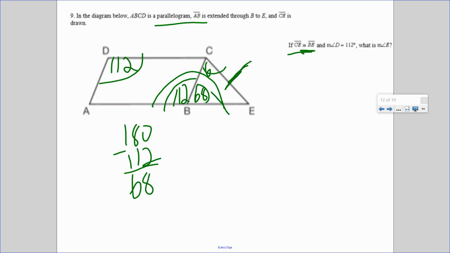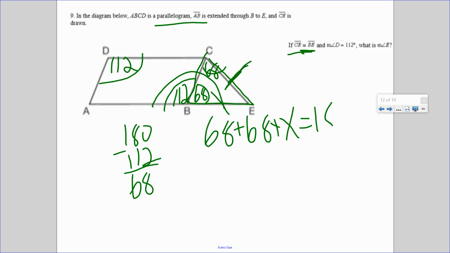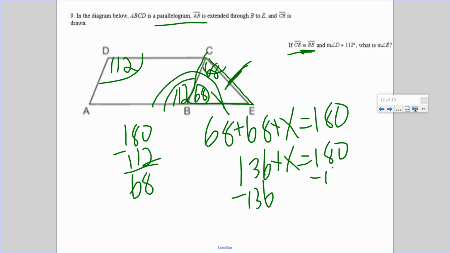Well, if this is 68, I already marked that those are the same. Now I see this triangle. 68 plus 68 plus x equals 180. 136 plus x equals 180. I do the algebra. I get 44. Again, we've been doing this since the beginning of the year. There's a lot of little components to this. Use the notes. The notes are in the front of the packet for quadrilateral properties with all of this. It's pretty straightforward as long as you know what to look for.